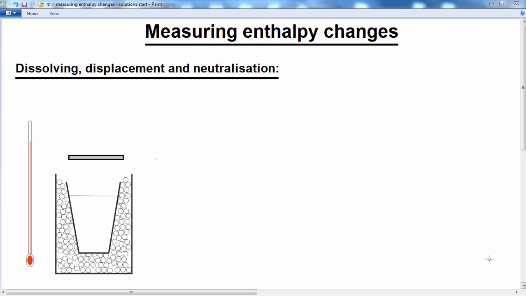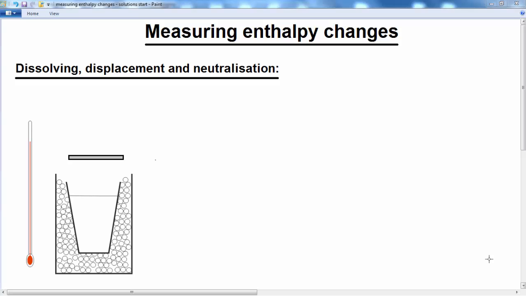In the next two lessons, we're going to look at ways of measuring enthalpy changes during reactions and look at the various experimental techniques involved. In this lesson, we're going to be looking at how to measure enthalpy changes in a situation where, for example, we're dissolving a salt in water, or where there's a displacement reaction or a neutralization reaction. In the next lesson, we'll look at measuring enthalpy changes where there's a combustion reaction involved.